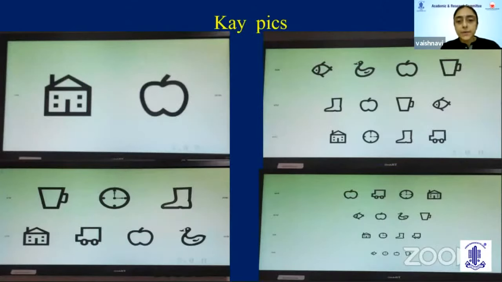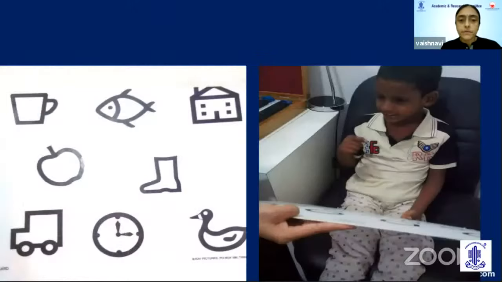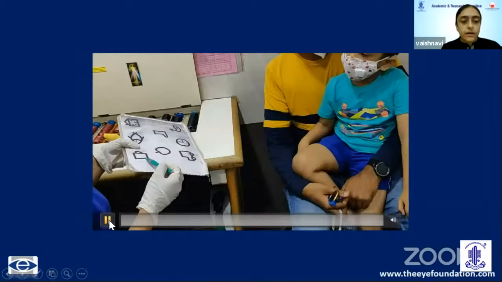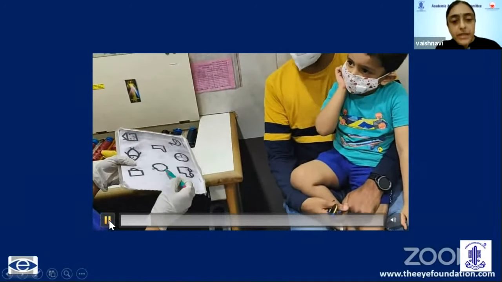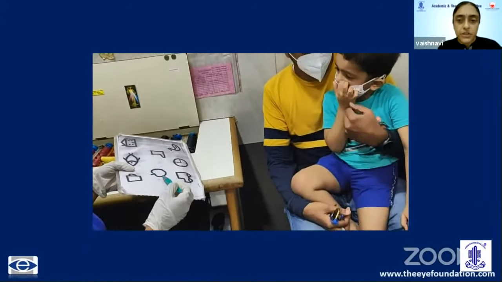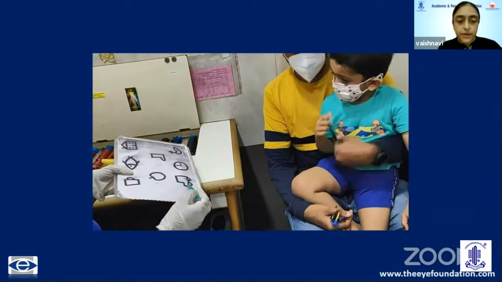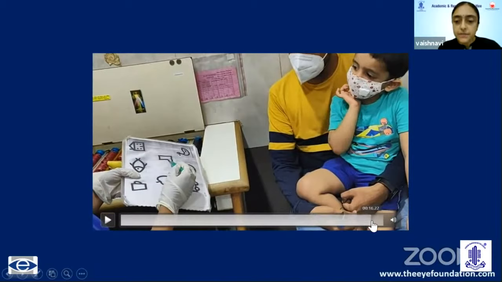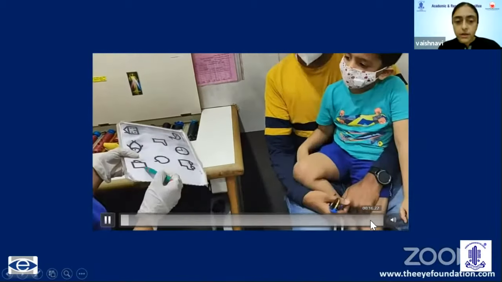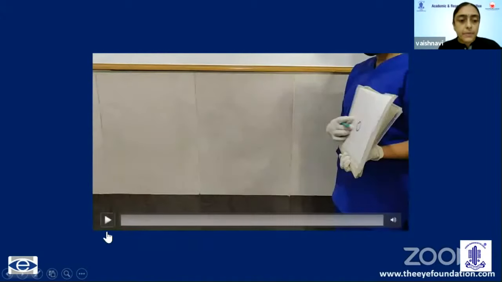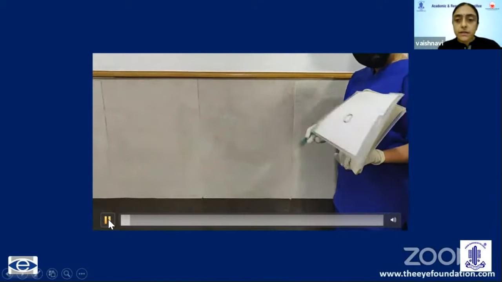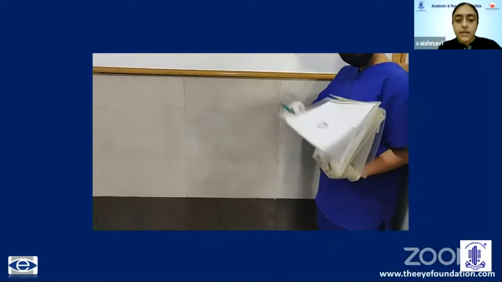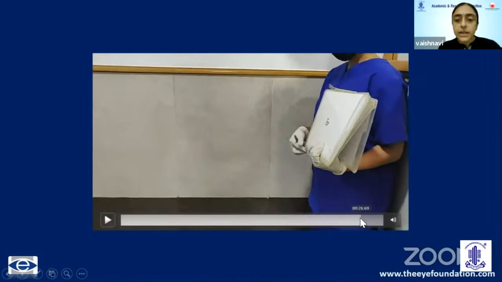And these are the various Kay pictures. And this is a video showing the child being asked to familiarize with the pictures presented in the Kay pictures at a near distance. As you can see, the child is cooperating and pointing out all the pictures. The same Kay pictures are then shown to the child at a distance of around 3 meters, and the child is asked to identify each picture.